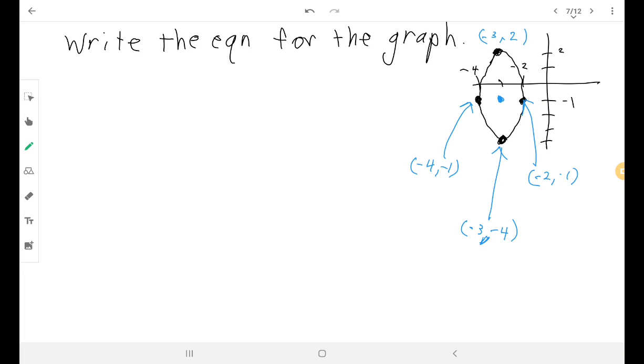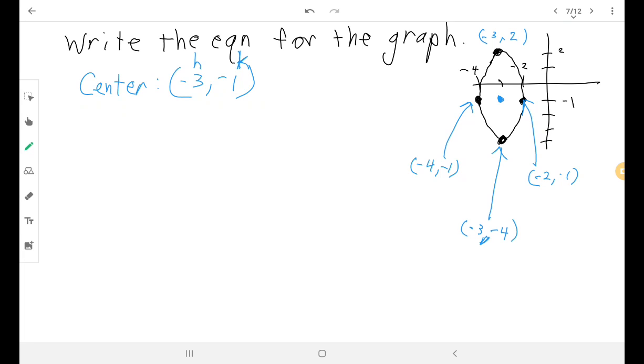So as I look, if I look at these two, the center has to be at an x value of -3. And then as I look at these two points here, the center has to be at a y value of -1. So there's my center. Easy, right? That's my h and my k.